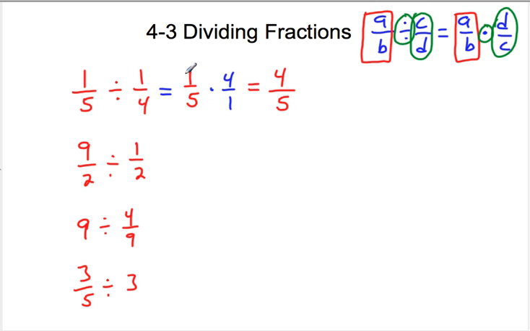Let's try it again. I'm gonna change that to a red one there. All right. So in this one, we have 9 over 2. That division sign is going to change to a multiplication sign. And then this 1/2 is going to switch to 2 over 1. And then what we can do is we can reduce if possible. So those each turn into 1s. And now I can multiply. 9 times 1 is 9 over 1 times 1, which is 1.